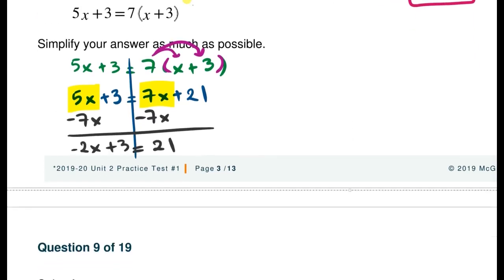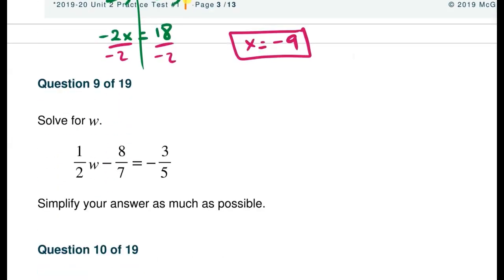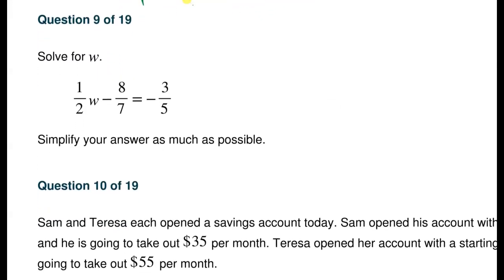And continue solving for x. You're going to subtract 3 on both sides. That will give you -2x equal to 21 minus 3, which is 18. Then we divide by -2 on both sides. x equal to -9 as the final answer. Alright, problem 9. We're almost halfway through the whole test. Okay, there are 2 more problems, then we stop the video here.